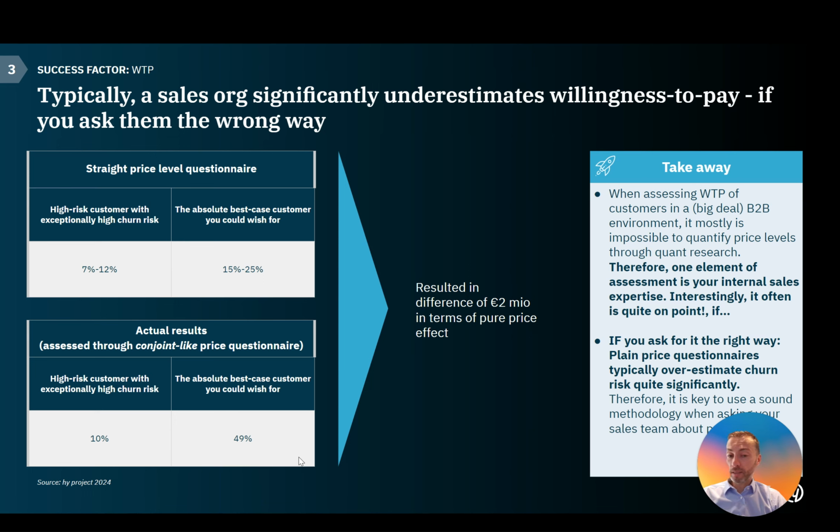Thus always ask indirectly, and you will see the full scope of potential price increases, which in one case that we've had were 2 million in extra EBITDA from a larger spread of price increases alone.